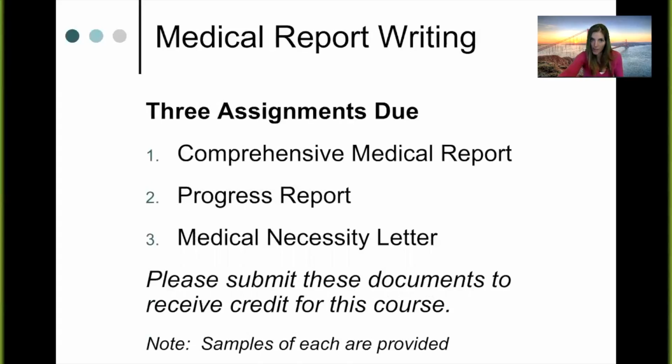The 3 assignments do, in summary, the comprehensive medical report, the progress report, and a medical necessity letter. If you're going to use real patients, of course, because of HIPAA, please use fake names. And please submit all these documents and you will receive a credit for the course. I believe we've provided you with a grading rubric so you can kind of see how you'd be graded. And again, samples of each of these documents are provided to you as well.